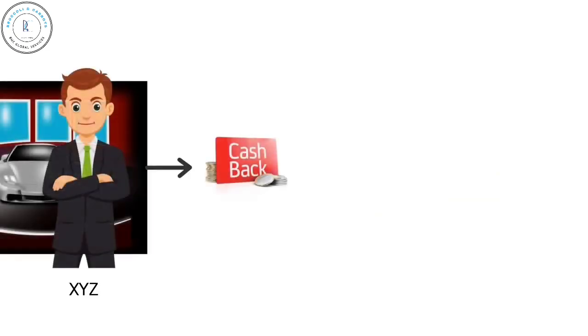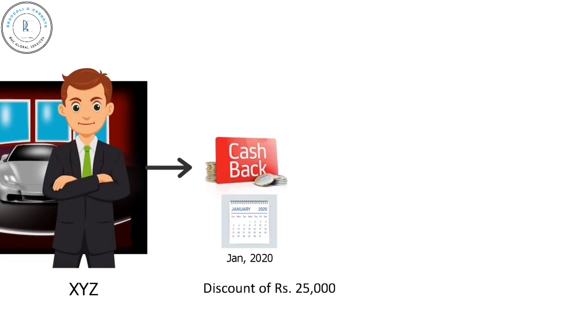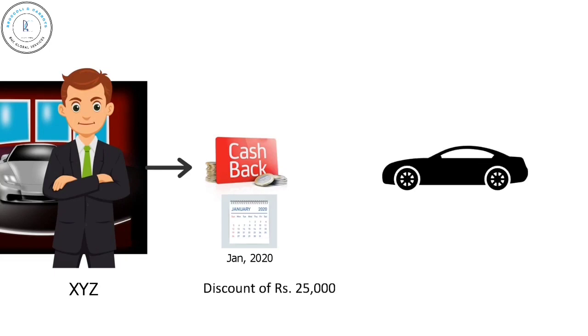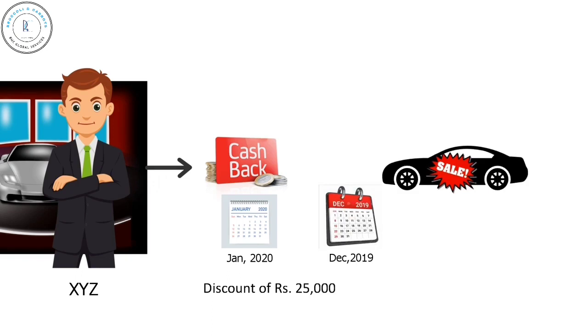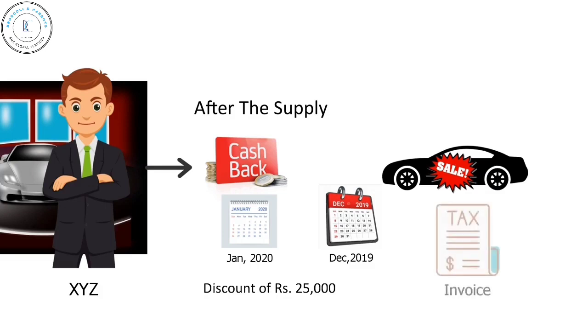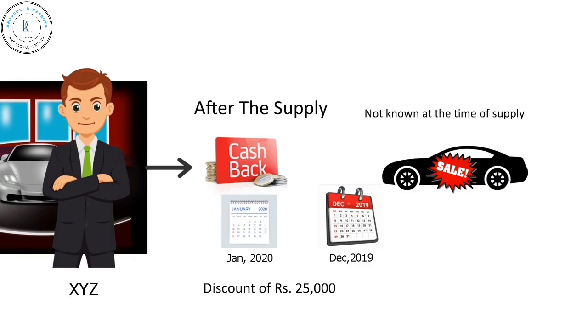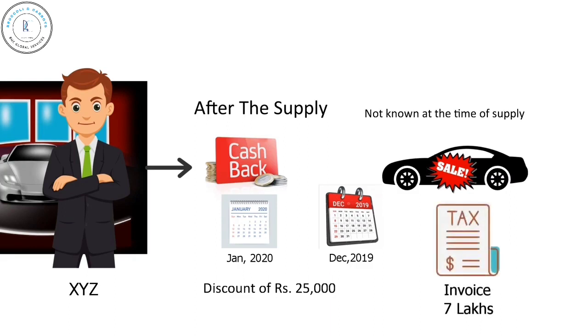Example 2. XYZ offers a cashback scheme in January 2020 where a discount of 25,000 is allowed for all the vehicles booked and sold during December 2019. In such a case, discount is announced and given after the supply was made and was not known at the time of supply. Also, it could not feature in tax invoice as it was not known at the time of supply. Hence, the invoice value will not be netted off with such cashback incentive.